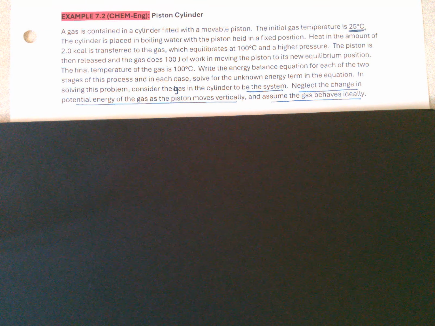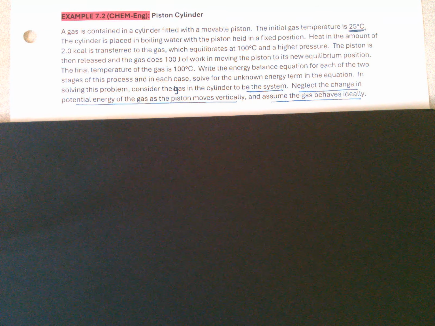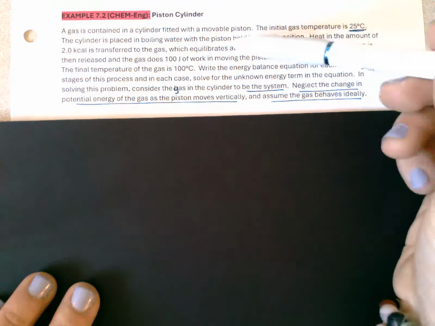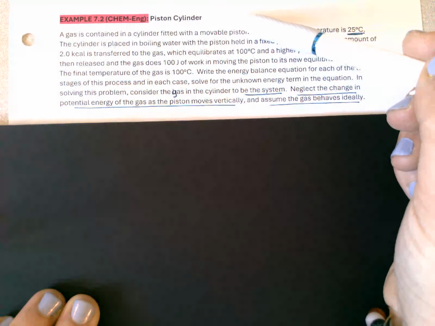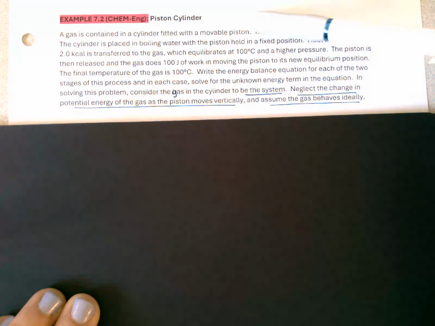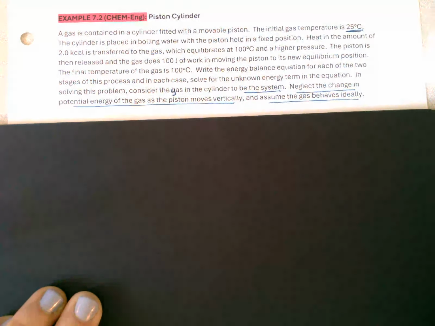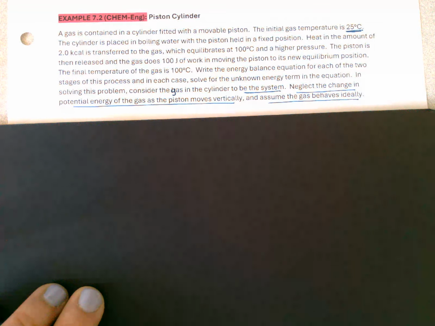All right, let's learn a quick and easy example related to closed energy balances in a system. This is a very typical type of problem that we would see in thermodynamics or in chemical engineering, where we have piston cylinders. It's a very traditional type of problem. Basically, we're putting gas inside of a cylinder and we've added a movable piston that can go up and down.